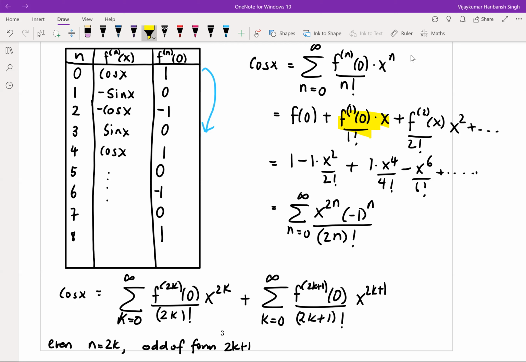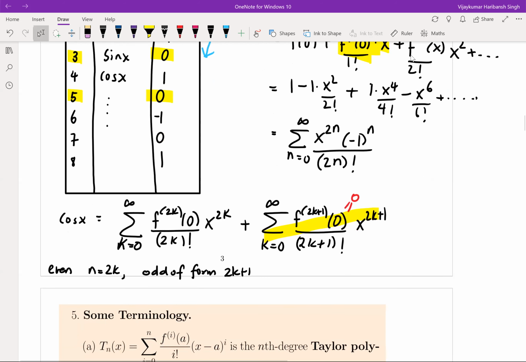Now this part is what? We saw that all the odd ones are 0, right? All the odd ones are 0. So this is equal to 0. So we are left with summation k equals 0 to infinity of f of 2k at 0 over 2k factorial times x to the power 2k.